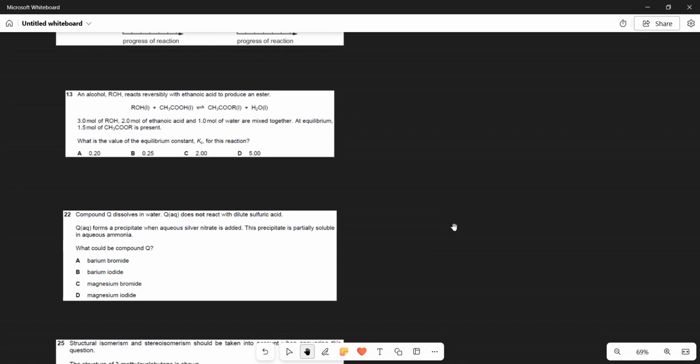The second tough question in this paper is question number 13. It talks about an alcohol which reacts with ethanoic acid, and it's an equilibrium reaction. They have given the concentrations of alcohol, ethanoic acid and water initially, and at equilibrium they have given the concentration of the ester formed. What is the value of the equilibrium constant? So it's a very easy kind of question.